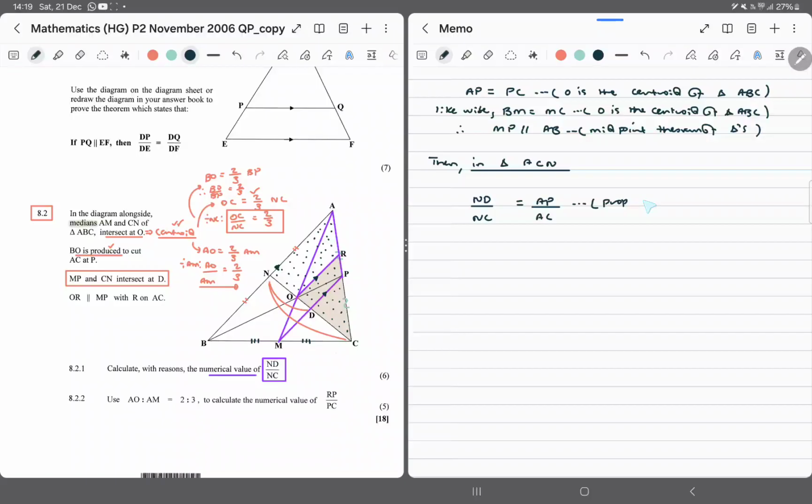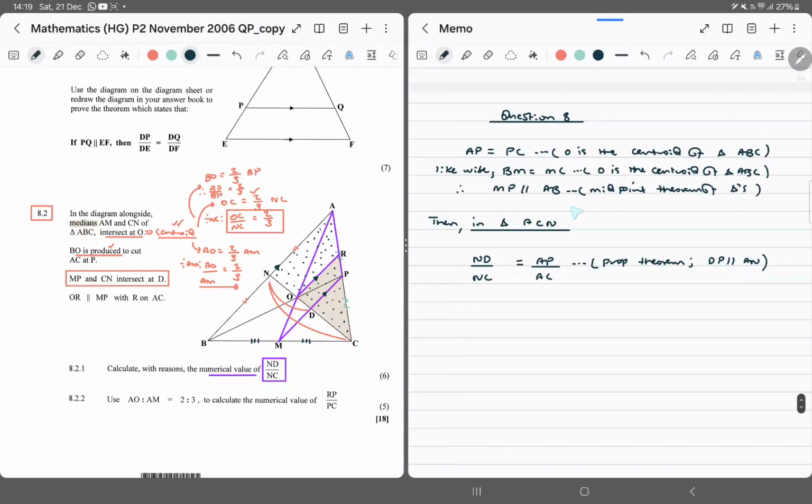This is the prop theorem. Now we can state that DP is effectively parallel to AN in this triangle. And we know that this is part of those lines. Hence, we were told that these are straight lines from this statement. Very important.